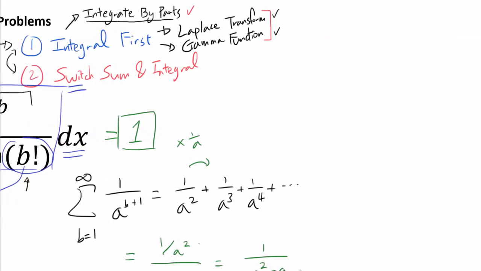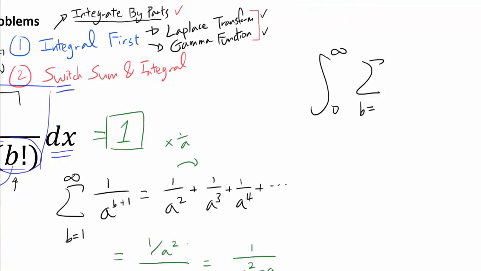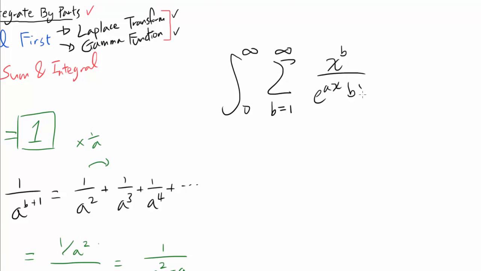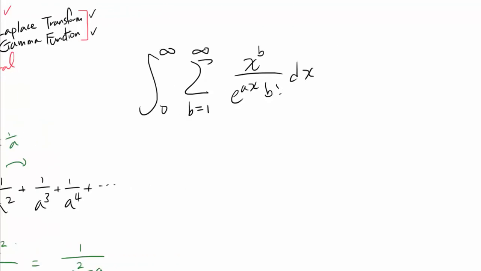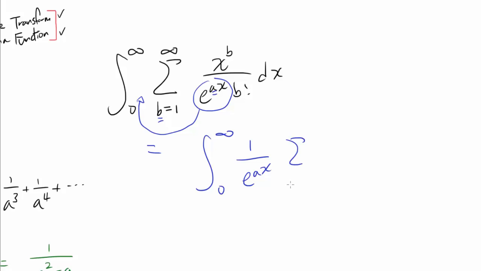And when we switch them, we are going to have integral from 0 to infinity, summation from b equals 1 to infinity of x to the b power over e to the ax times b factorial dx. And from here, because a is independent of b, we can bring this e to the ax outside the summation. So we get integral from 0 to infinity of 1 over e to the ax times summation from b equals 1 to infinity of x to the b over b factorial dx.